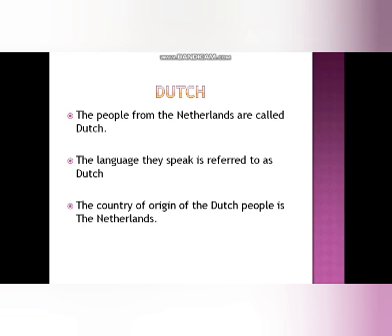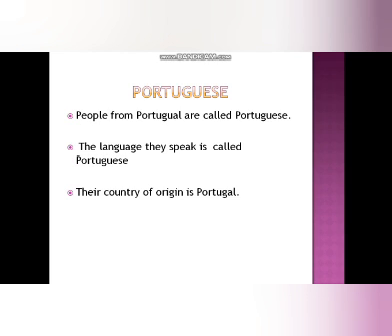All right. What about the Dutch? The people from the Netherlands are called Dutch. The language they speak is referred to as Dutch, and the country of origin of the Dutch people is the Netherlands. Portuguese. People from Portugal are called Portuguese. The language they speak is called Portuguese. Their country of origin is Portugal. And we know that the Dutch and the Portuguese also fought to gain land. So they were also involved in the fighting over lands. All right?